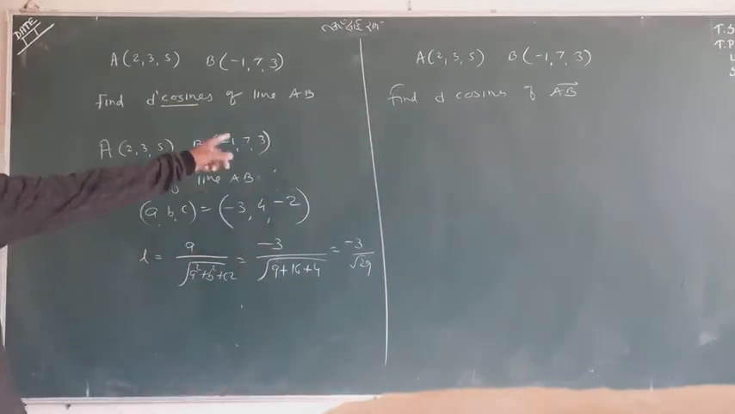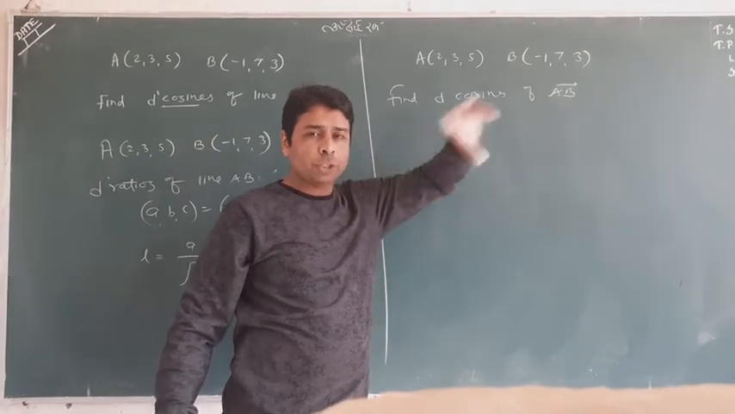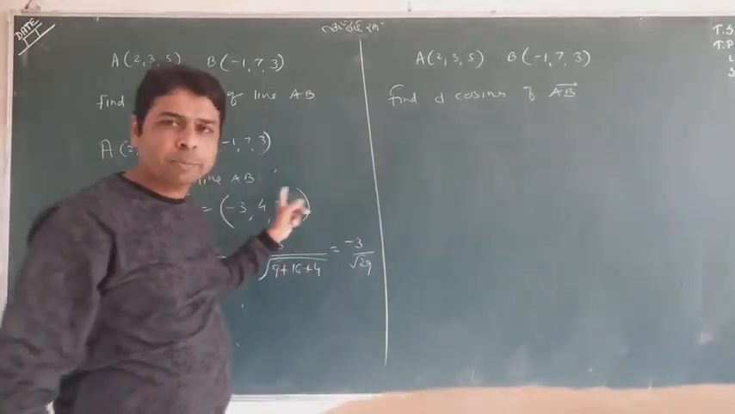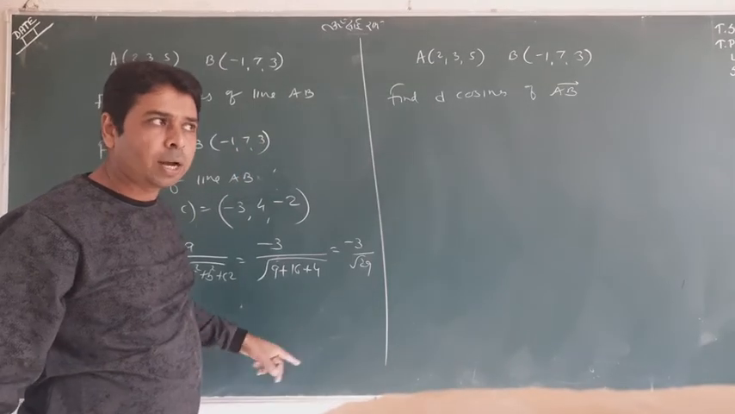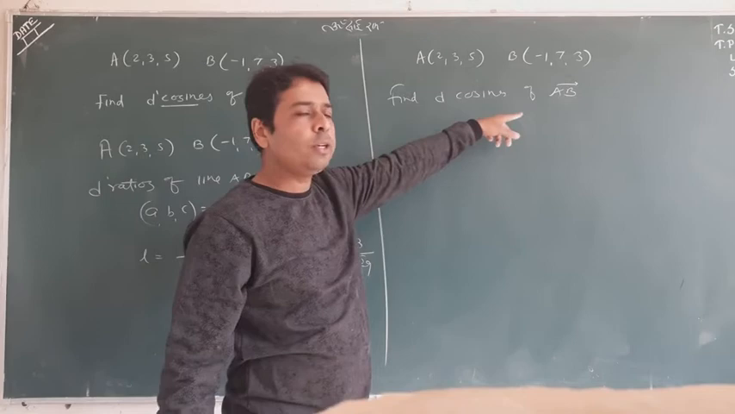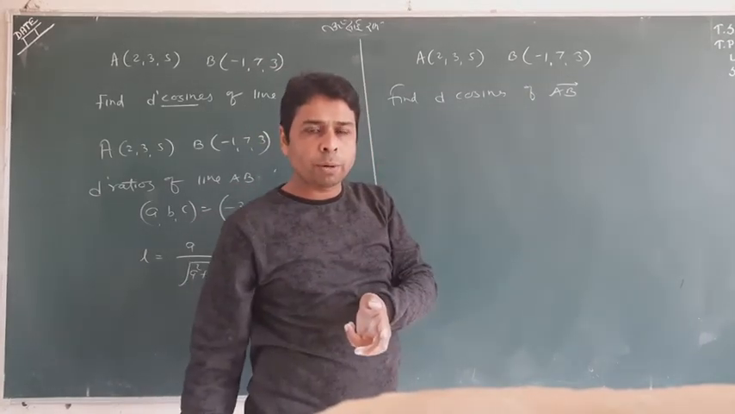This time it is line AB, but this time it is vector AB. So in case of a vector, if a question is given and you don't remember this method, you can use this method and the answer will be correct. Full marks you will obtain. But if you know the other method, you can use it. How can we go through the method?